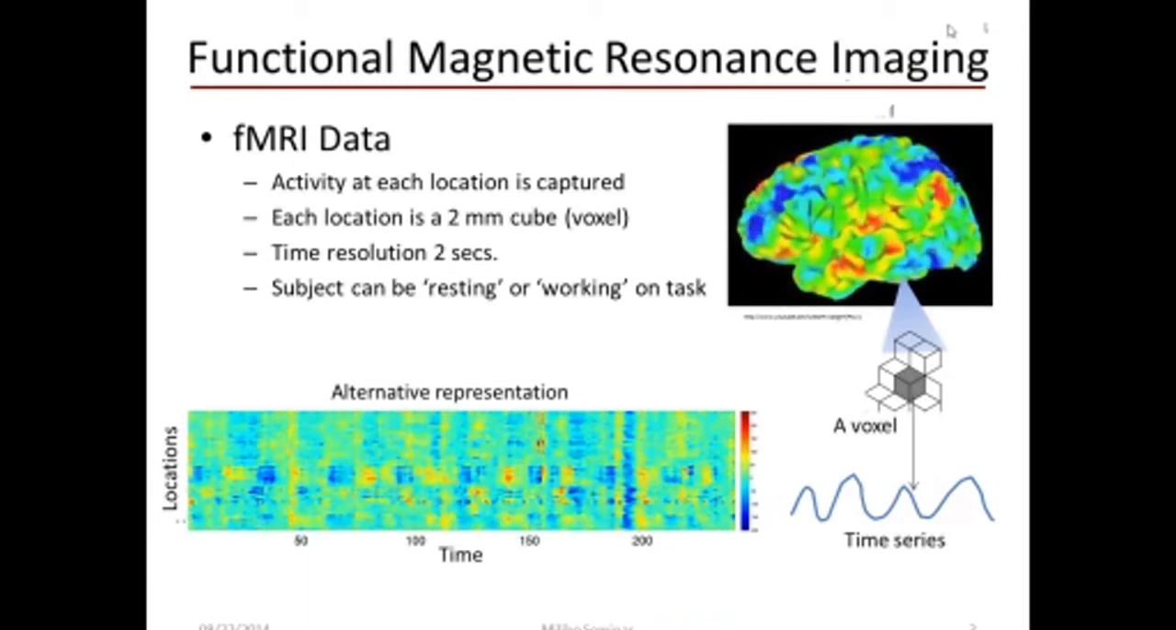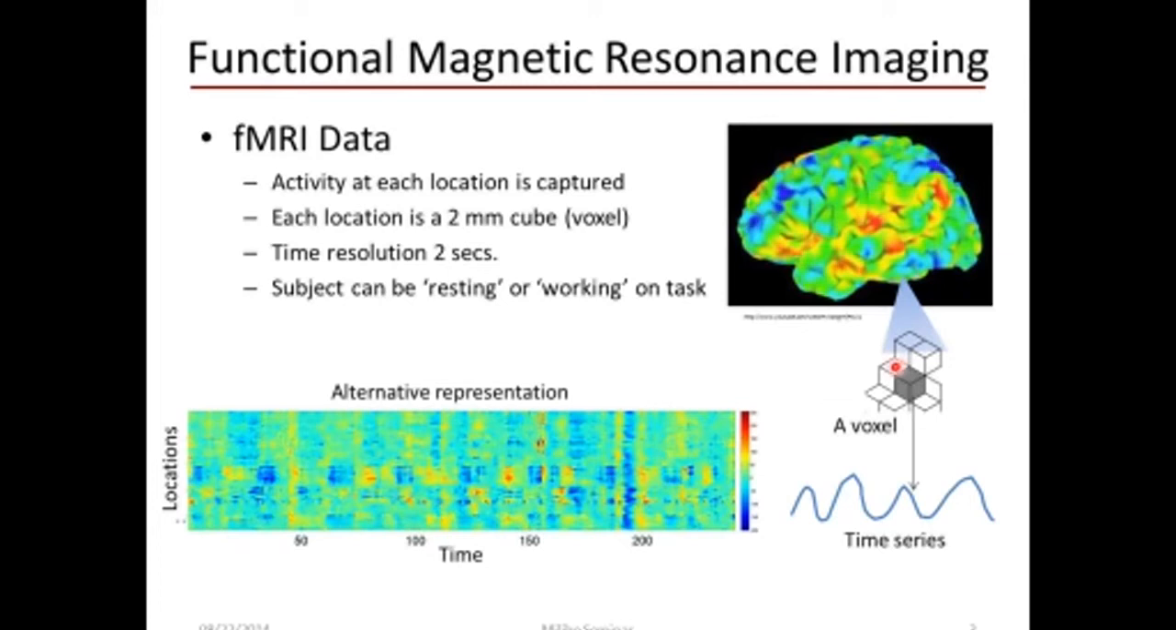fMRI stands for Functional Magnetic Resonance Imaging. It measures the activity at every location in the brain at a given time instance. A location in the brain is typically a 2 mm cube. For example, here I'm showing a cubic system where each 2 mm cube is referred to as a voxel, also called a volumetric pixel. The measurements are done every 2 seconds in fMRI. That's a typical resolution. There are faster and slower, but this is the standard resolution that is being used.